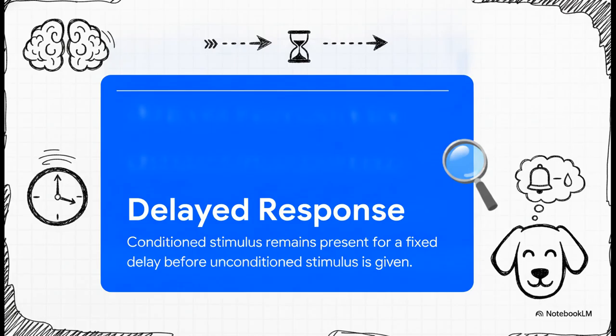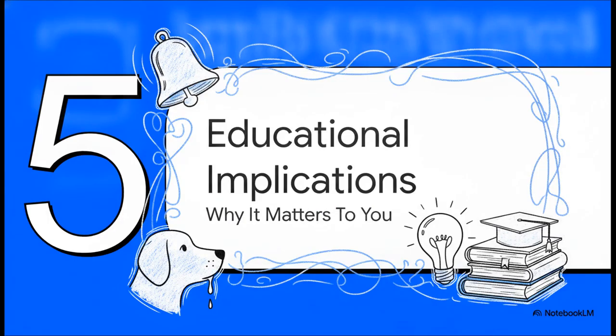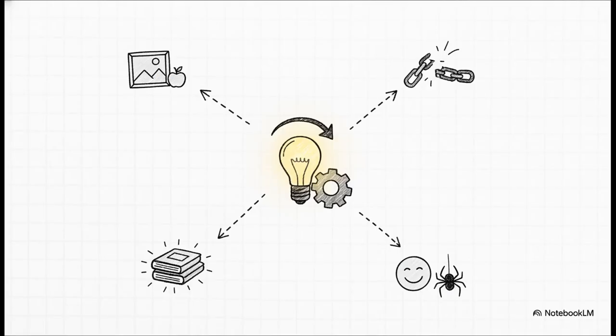Finally, Section 5, Real-World Educational Implications, and really, why it matters to you. You might be thinking, okay, dogs and bells, sure, but this scientific toolkit is actually used everywhere in our daily lives. When educators associate a picture with a word or teach the alphabet to kids, they are relying entirely on classical conditioning. But it goes way beyond just early education.